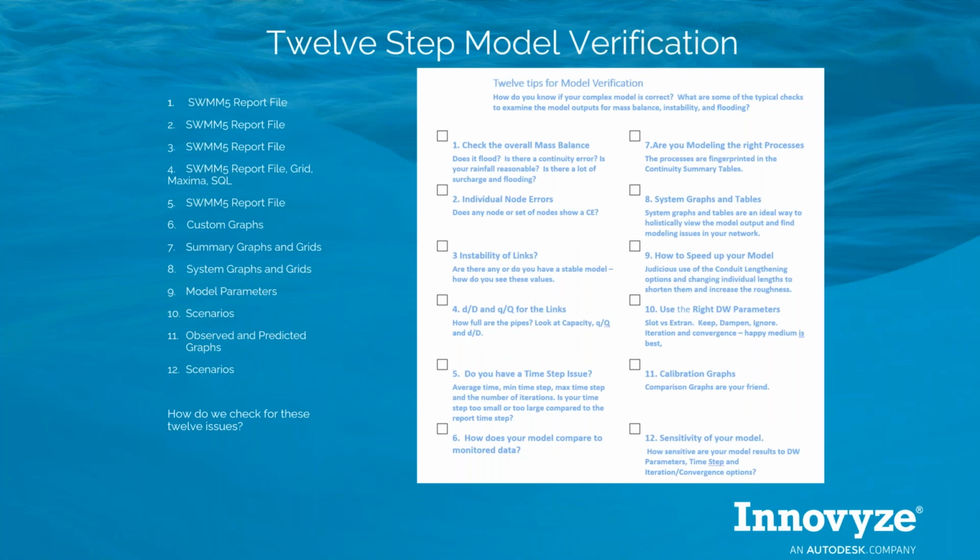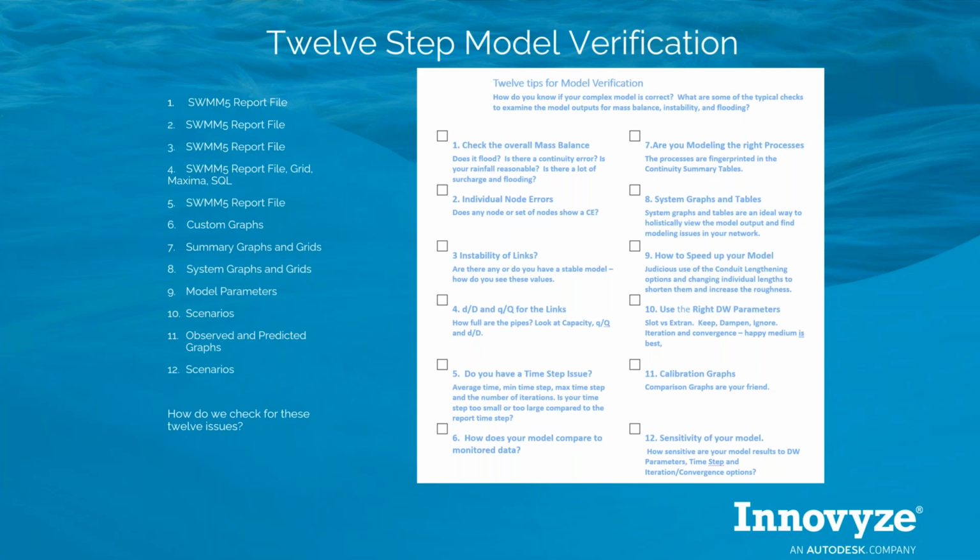how do we know our model is any good? Well, the classic one is to check the overall mass balance. How much flooding is there? There are a lot of different ways of doing that. You can look at the nice SWM5 mass balance tables. You can look at the summary or system report and graphs for flooding and for node flooding, etc. So you can get an idea what's happening there.